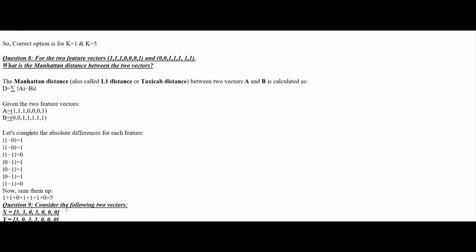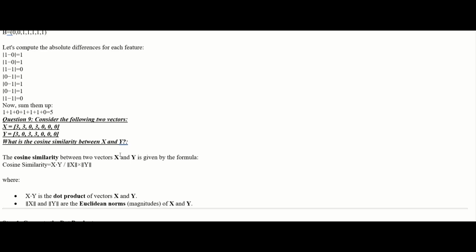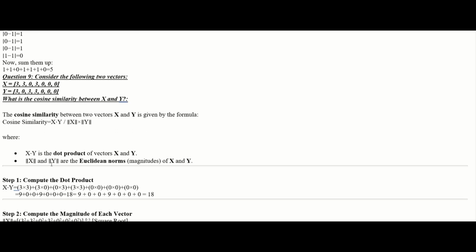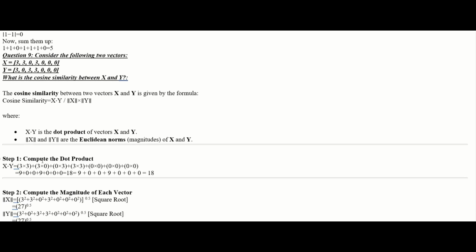Now question 9. Consider the following two vectors: x equal to 3 3 0 3 0 0 0, y equal to 3 0 3 3 0 0 0. Now what is the cosine similarity between x and y? The cosine between two vectors x and y is given by the formula x dot y divided by magnitude of x multiplied by magnitude of y. So x dot y is the dot product of vectors x and y, and |x| and |y| are the Euclidean norms, the magnitudes of x and y. So compute the dot product, which is equal to 18.